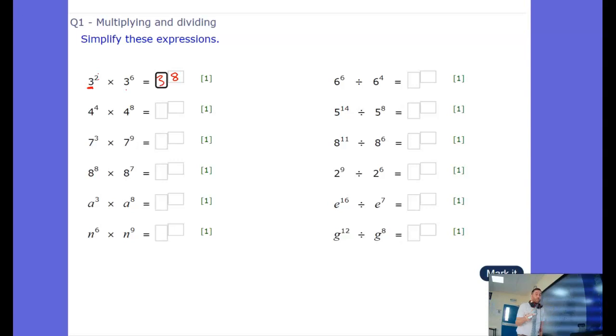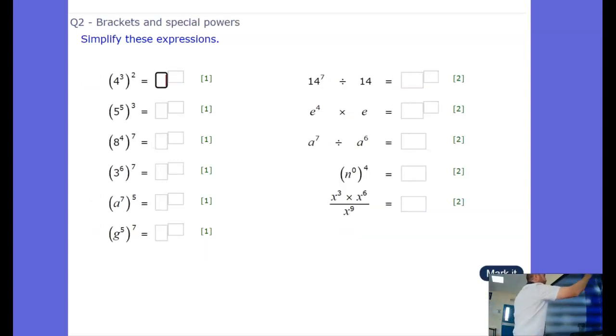Dividing, the rule is we subtract the powers. So if we've got the same base, we're going to subtract the powers. So in this case, 6 minus 4 is 2, so we get 6 squared as the answer there. That's pretty straightforward. Moving on to the second part of Indices 1, we are raising a power to a power.